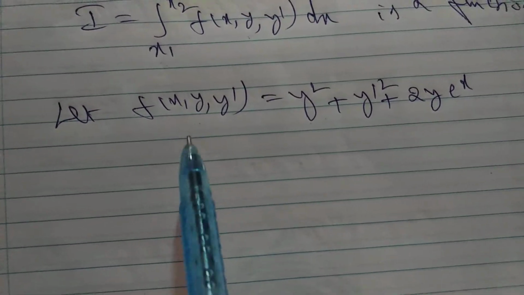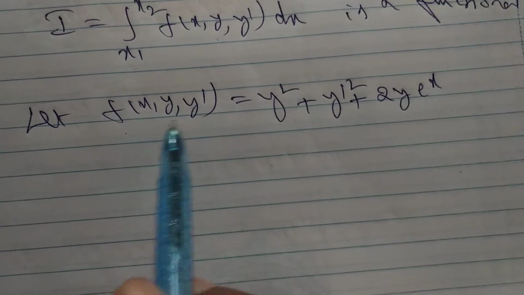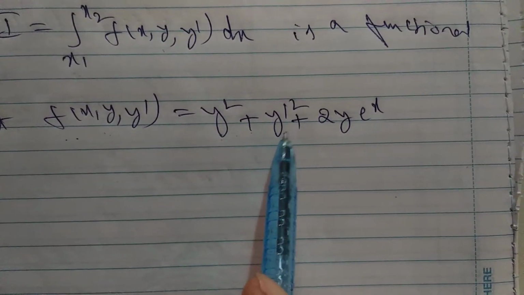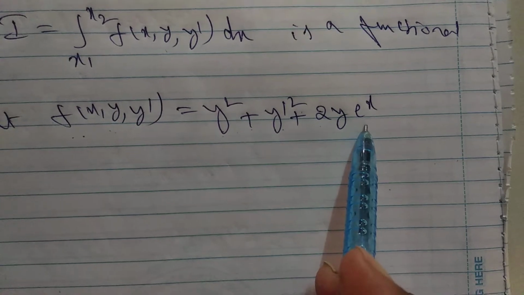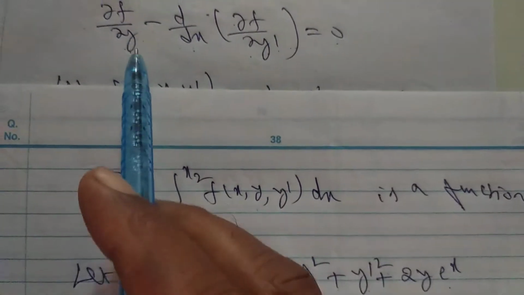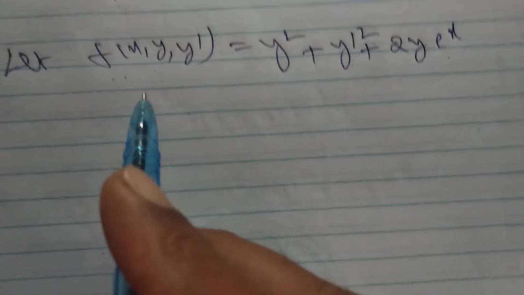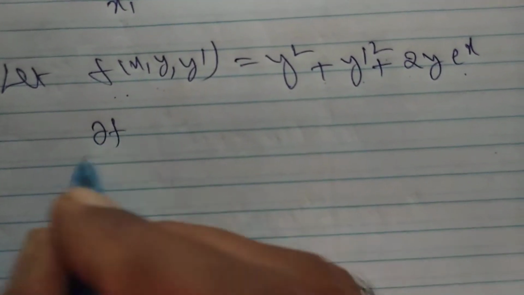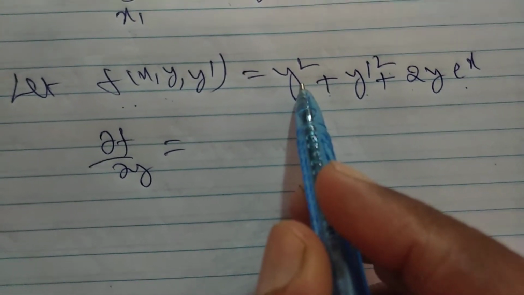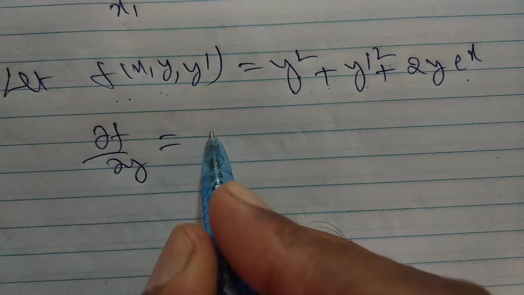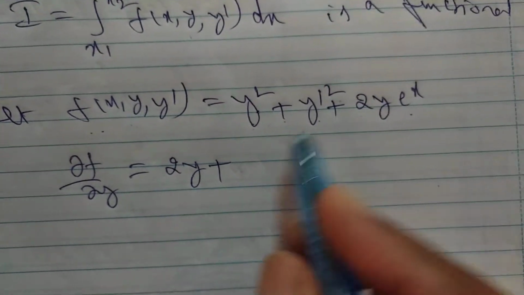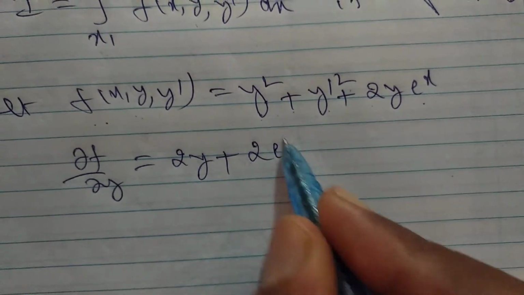So now you take f, a function of x, y, y', equal to y² + y'² + 2y eˣ. Now in this Euler's formula you have to find ∂f/∂y. So what is ∂f/∂y? Differentiate f partially with respect to y. With respect to y, y² becomes 2y, and y' becomes 0, and 2y becomes 1, so eˣ.